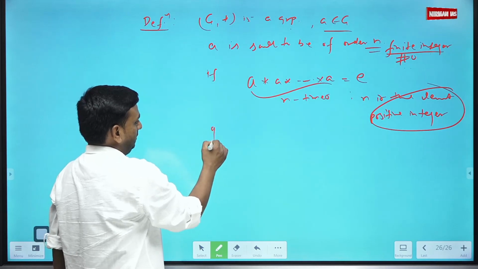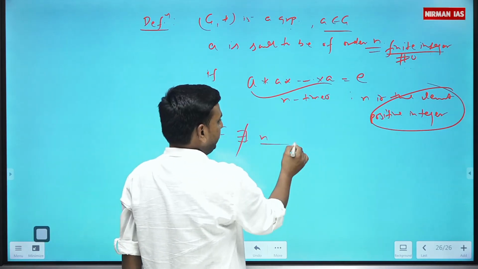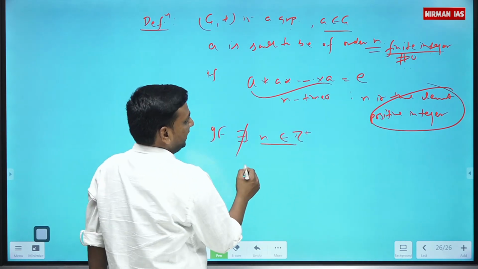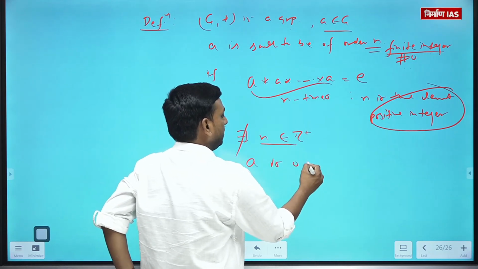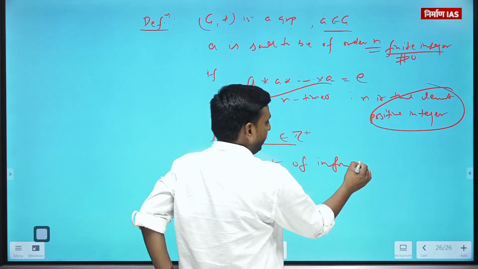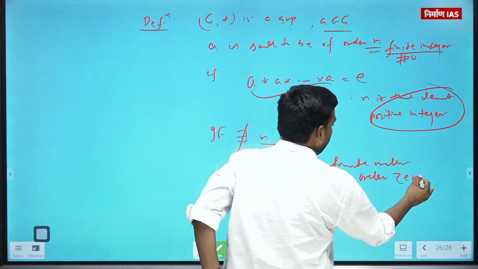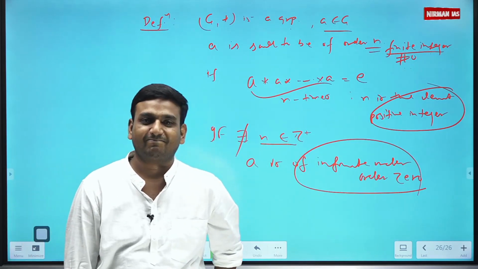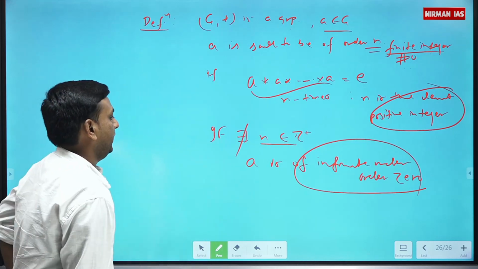If there does not exist such a least positive integer in Z plus, then we say A is of infinite order, or you can say order 0. Both of these terminologies are used, so do remember these things. Is that clear to you? Fine. Okay.